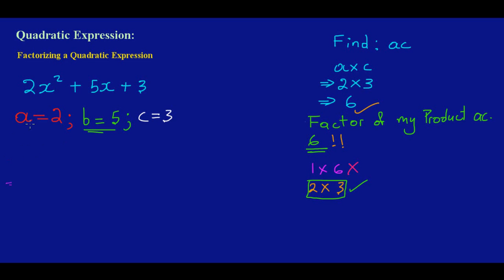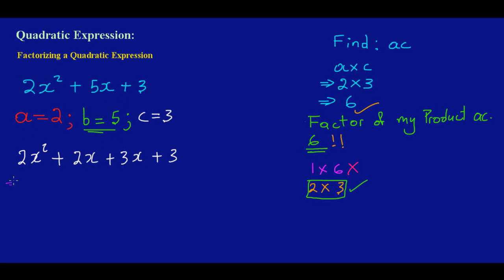So basically what I'll be doing now is rewriting this and expanding 5x into 2x plus 3x. I have my 2x squared, and I'm just rewriting this, plus, and I'm using my factors to replace 5x. I'm going to have 2x plus 3x plus 3. If you notice, in the original I had 5x. Now I haven't changed 5x, because if you add 2x plus 3x, you get back your 5x. The reason I have expanded 5x is so that I can factorize by grouping, which we have done in previous videos.